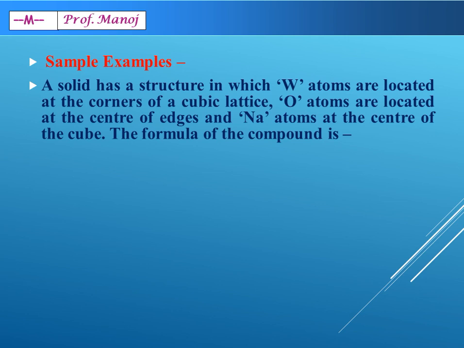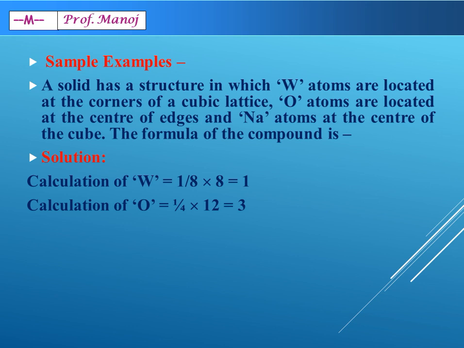Now we come to not just A, B, C, D, but proper formulae of inorganic compounds. Imagine here W, that means tungsten, located at the corner of the cube. Oxygen, located at the center of the edge. And sodium in the center of the cube. Let us use the trick now. For tungsten, corner is 1 upon 8 into 8, that's 1.